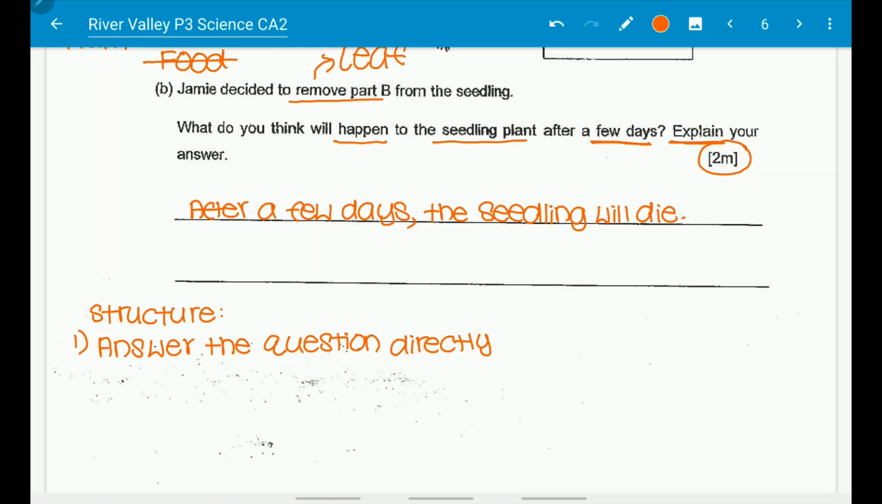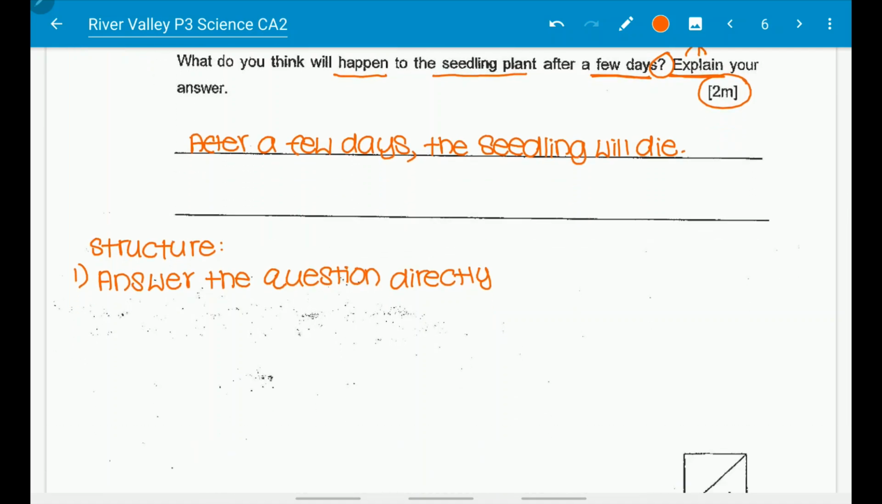Okay, so we have directly answered this question already. What will happen to it, right? But that's not all. They also want us to explain. Okay, so this is where we go into the explanation part. So 2, explain answer using a scientific concept that we have learned. So in this case, a scientific concept is that the leaves make food, right? So let's add this in.